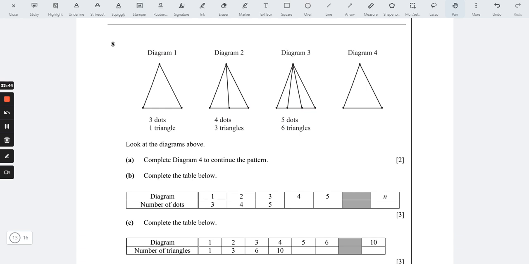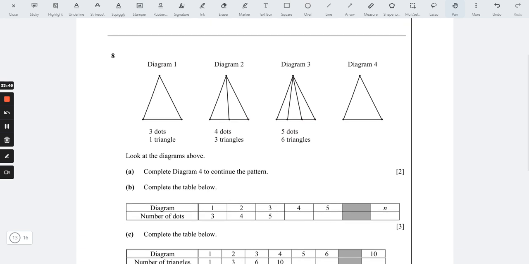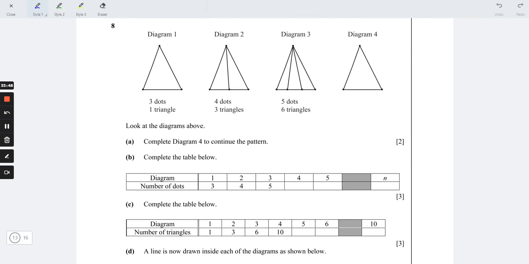plus 2. For instance, this is diagram 1. To make it 3, add 2. Diagram 2, add 2 equals 4. 3, add 2, you get 5. 4, add 2, get 6. 5, add 2, get 7. Up to reach diagram number n, n plus 2. So n plus 2. Complete the table below.